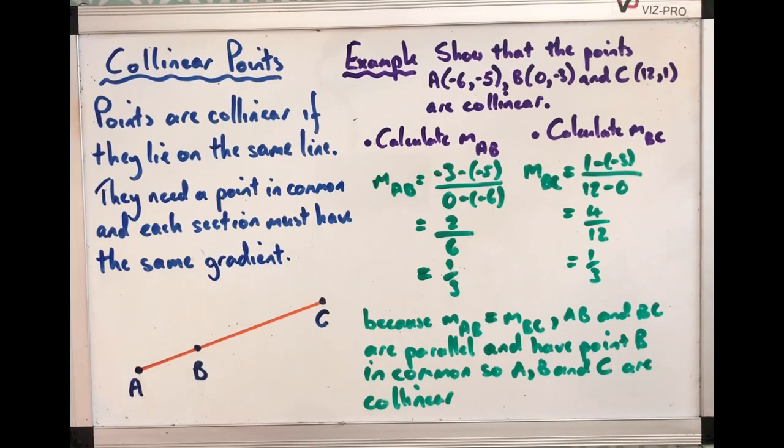Now, if you've got the Hodder-Gibson book, exercise 1.4 is on collinearity.